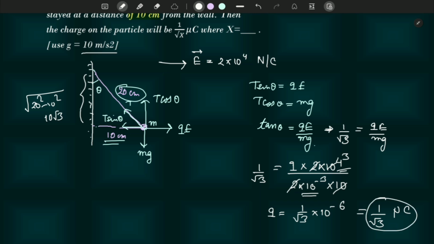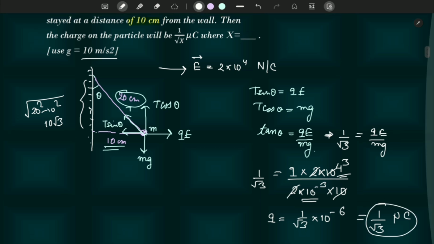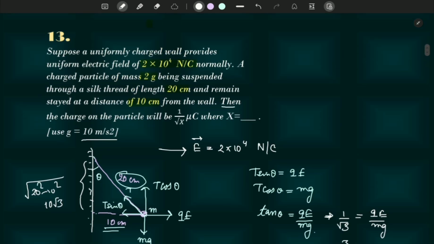Now going back to the question. Then the charge on the particle will be 1 by √x microcoulomb. So I have found 1 by √3 microcoulomb. So from here I can say that x is 3. So this is the final answer. So 3 is the correct answer to this question.